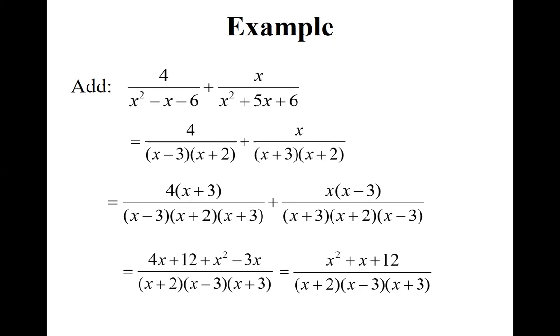Now, if there were numbers that multiplied to positive 12 that added to positive 1, there aren't. If we could factor it, we would have to factor it just to make sure that none of those factors in the denominator cancel. But x squared plus x plus 12 does not factor, let alone factor into something that has one of those factors in it.